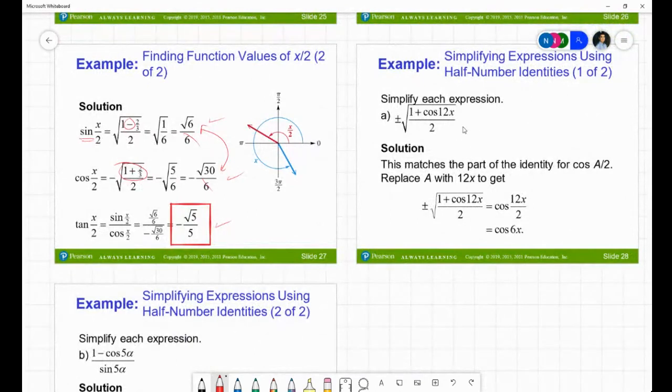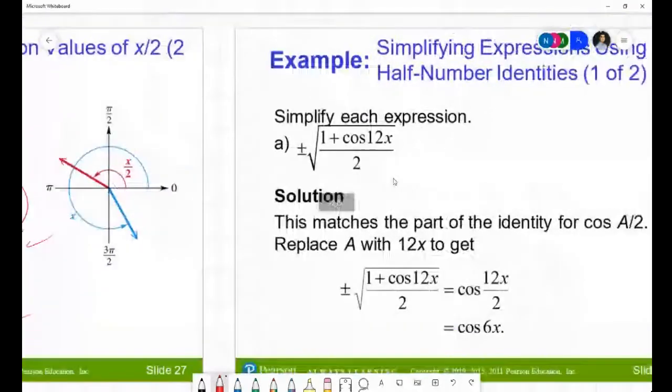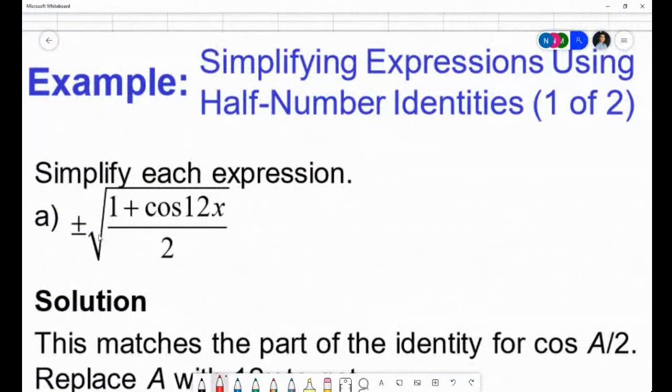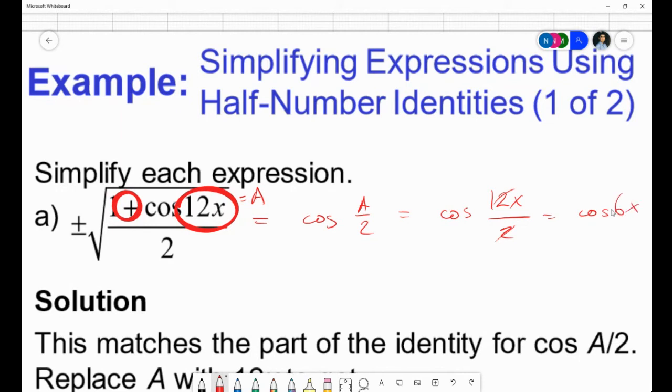Okay. They asked us to simplify here. Now, of course, you just have to be careful about recognizing these. So here, this is plus, so it's going to be half angle of cosine, a over 2. Now, this number right here is equal to a, right? So a is 12x over 2. So the 12 can cancel with the 2. That gives me cosine of 6x.